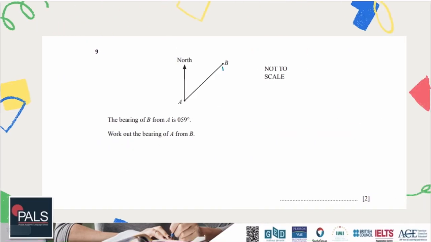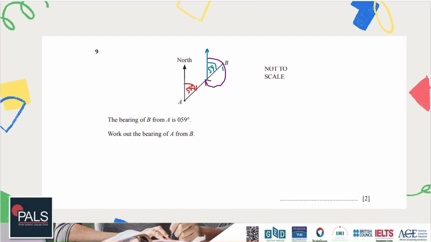So next is number 9. The bearing of B from A is 59 degrees. So work out the bearing of A from B. So this one is 59, right? So I will draw. So this one also 59, right? So the bearing of A from B is this one.